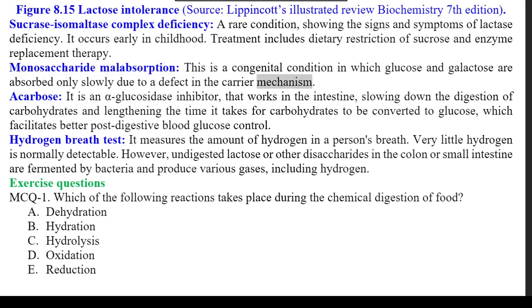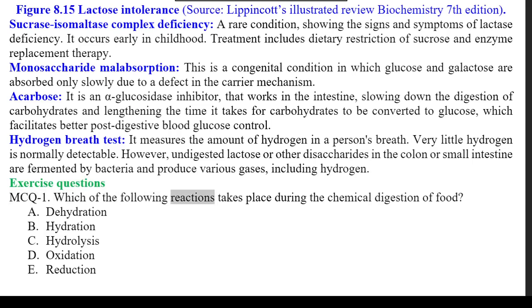Acarbose is an alpha-glucosidase inhibitor that works in the intestine, slowing down the digestion of carbohydrates and lengthening the time it takes for carbohydrates to be converted to glucose, which facilitates better post-digestive blood glucose control. Hydrogen breath test measures the amount of hydrogen in a person's breath. Very little hydrogen is normally detectable. However, undigested lactose or other disaccharides in the colon or small intestine are fermented by bacteria and produce various gases, including hydrogen.